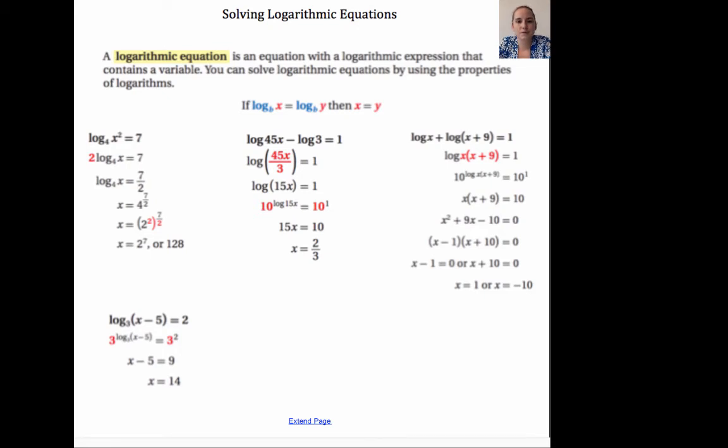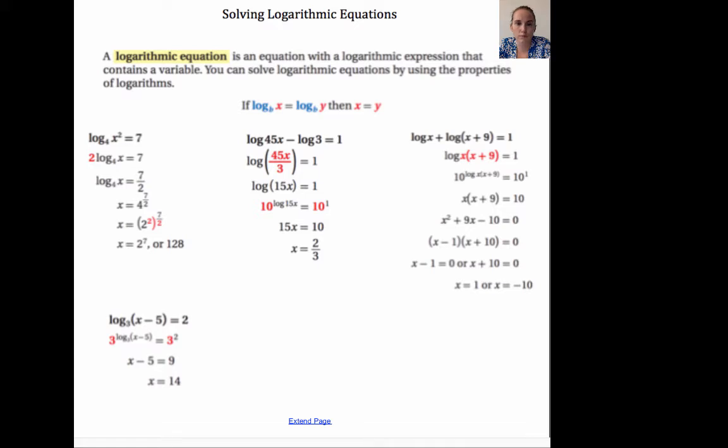Hi guys, today we're going to talk about solving logarithmic equations, and during this lesson you're going to need to remember the properties that you learned for logarithms. So we're just going to start out and try to solve these. The ones that you're seeing on the screen are already solved for you, so I'm just going to go through the information.